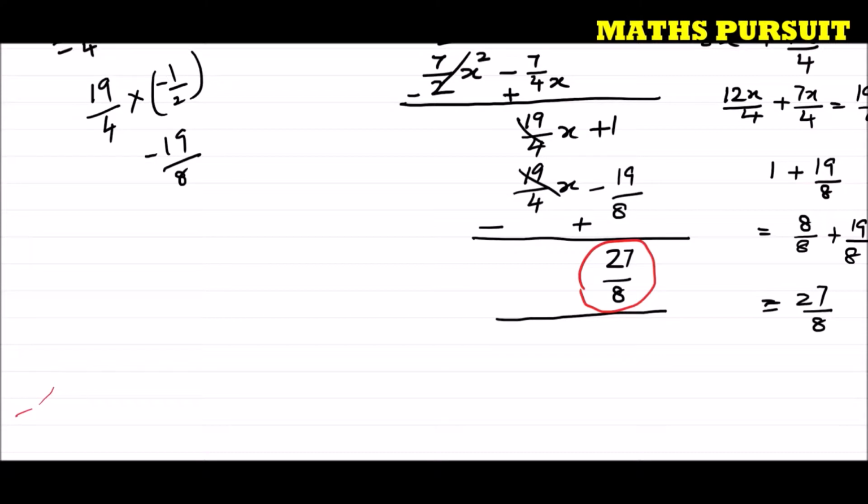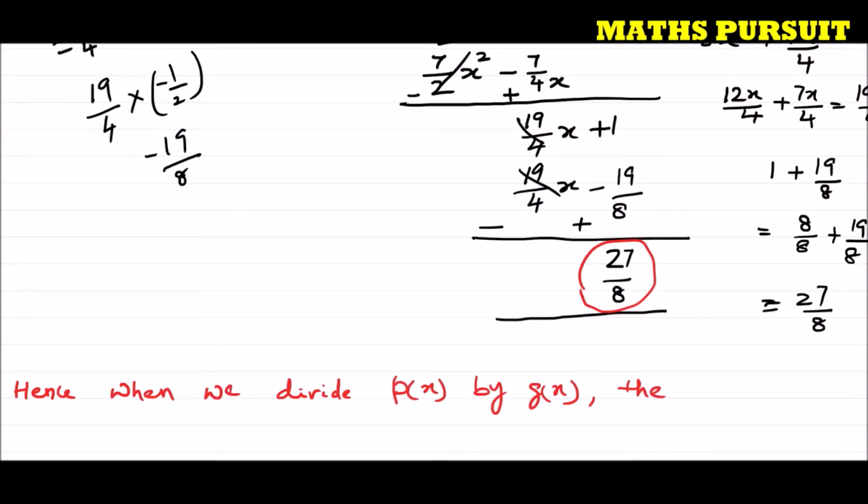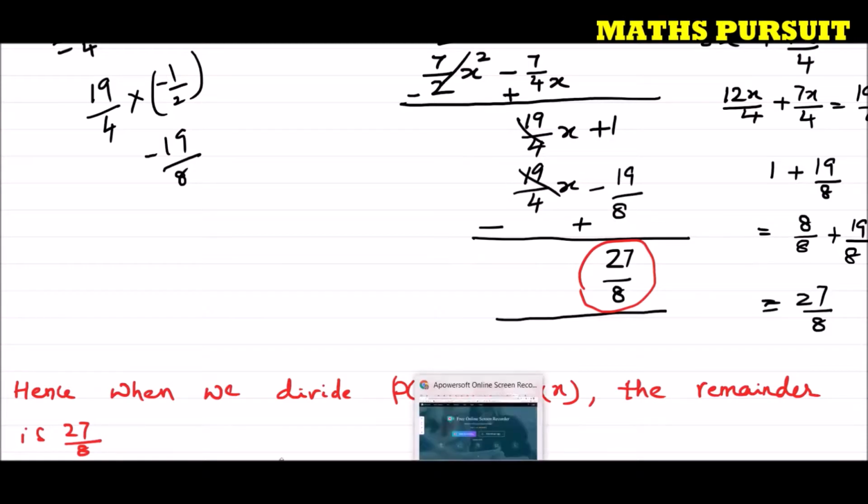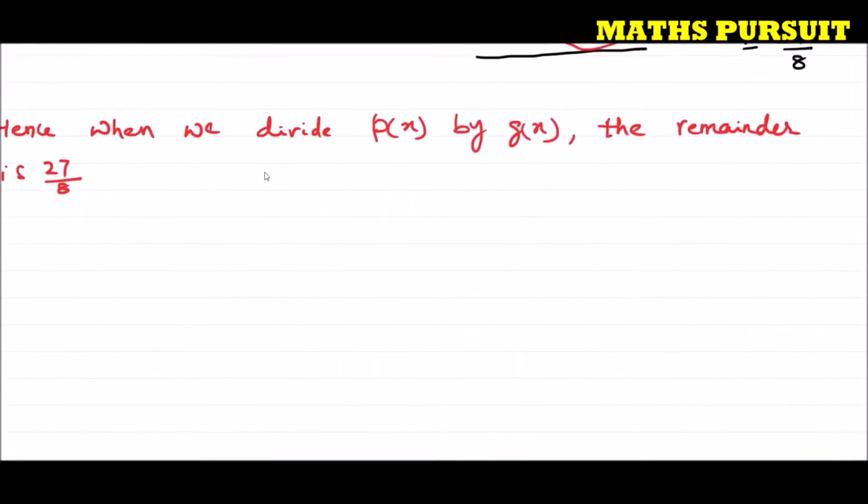Hence, when we divide px by gx, the remainder is 27 upon 8. Guys, you need to write something in your own words. It would have been easily solved if we had applied the remainder theorem. Let me also show you how quickly we can solve this type of equations by applying the remainder theorem.